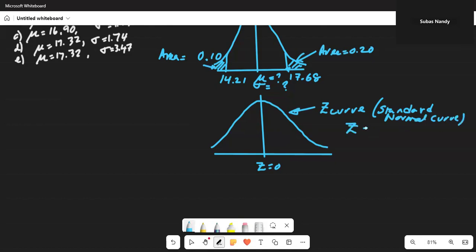Remember, z is given by x minus mu divided by sigma. So we do not know the value of z below which the area, let's call this z1, is 0.1. And we also don't know this value of z2, the area above which is 0.2. But we can use a TI-84 calculator.